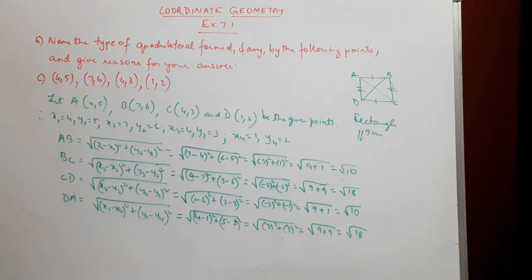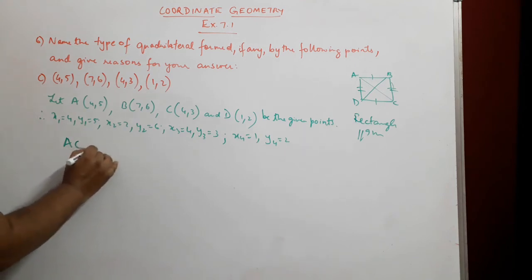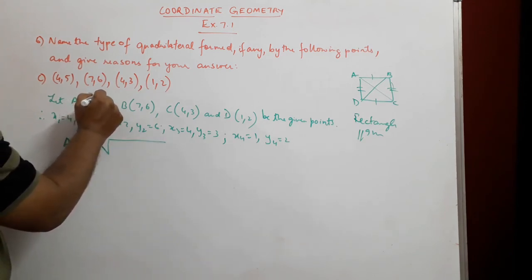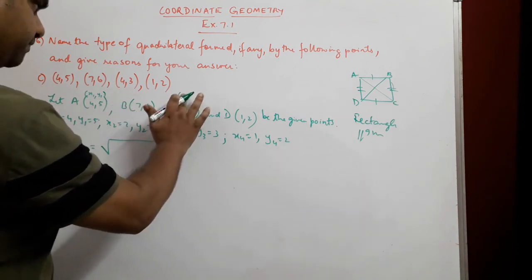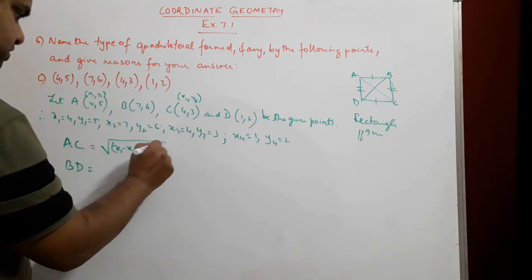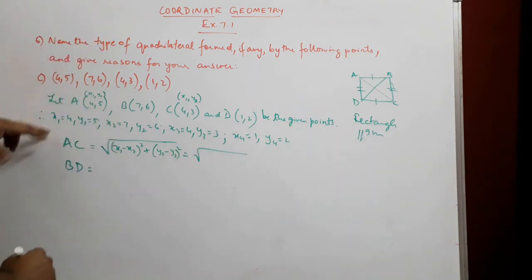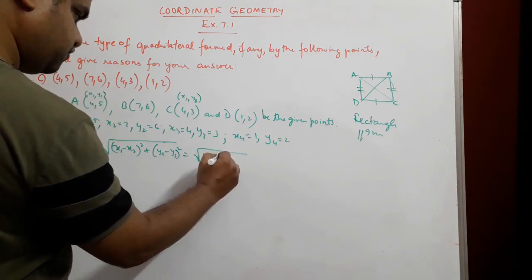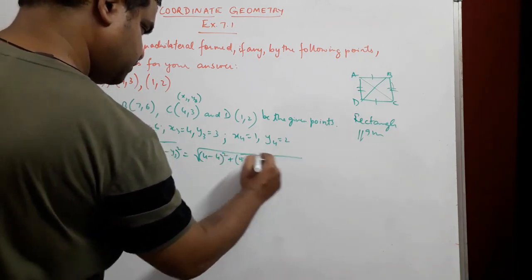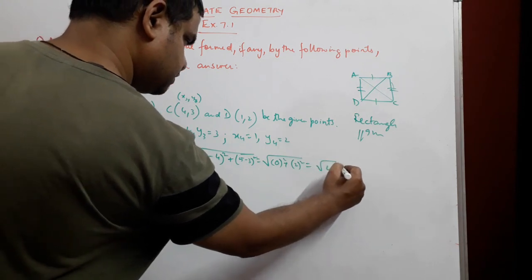So now let's check the diagonals, which is AC and BD. AC will be, this is x1 comma y1, and this is x3 comma y3. So take x1 minus x3 whole square plus y1 minus y3 whole square. Let's see what we get. 4 minus 4 whole square plus 5 minus 3 whole square. 4 minus 4 is 0 whole square, plus 5 minus 3 is 2 whole square. That gives us 4, which is equal to 2.